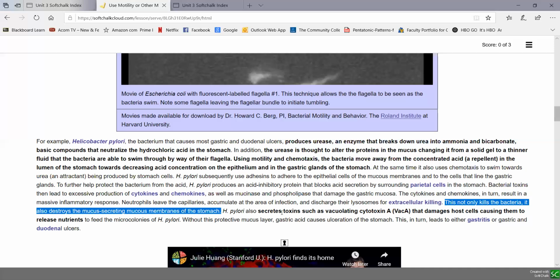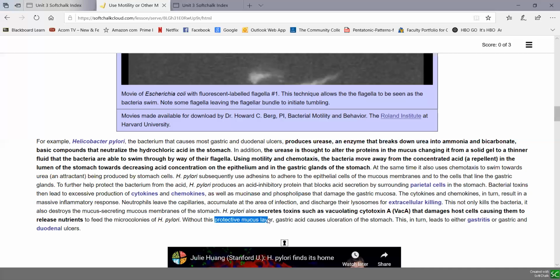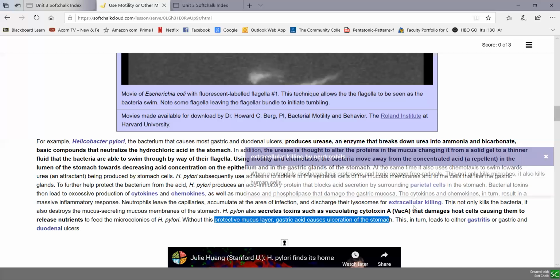It also secretes some toxins like cytotoxin A that damages host cells, causing them to release nutrients to feed the microcolonies of Helicobacter pylori. And once that protective mucus layer is no longer being produced because the epithelium and the cells producing the mucus are being damaged by the neutrophils, then that protective barrier is gone and the gastric acid can lead to ulceration of the stomach. And this is what leads to either gastritis or gastric and duodenal ulcers.